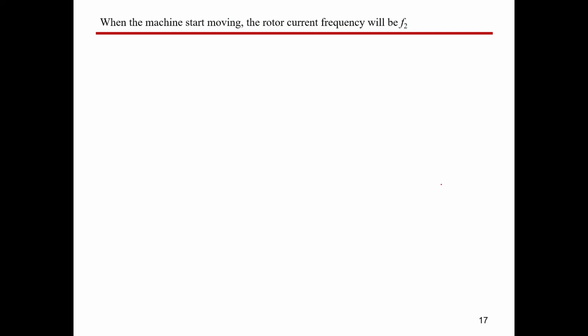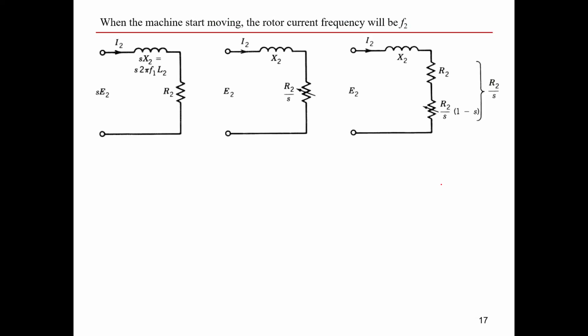When the machine starts moving, what about the rotor now? So firstly, in the rotor circuit, you will have the inductance and resistance. So resistance is the rotor winding resistance. And you have here the leakage reactance of your rotor. And you know that X2 is the reactance itself, but due to motion, we would multiply that times S.